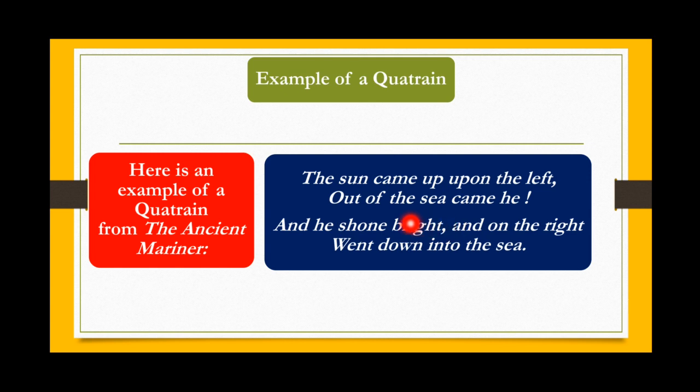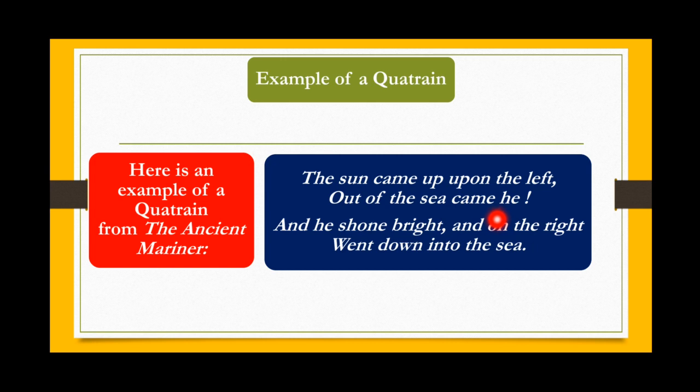Let's discuss the second line. Out of the sea came he. So what is the structure of the second line? The second line is again written in iambic metrical feet, but the number of feet is different. How many feet do we have? Out of the sea came he.